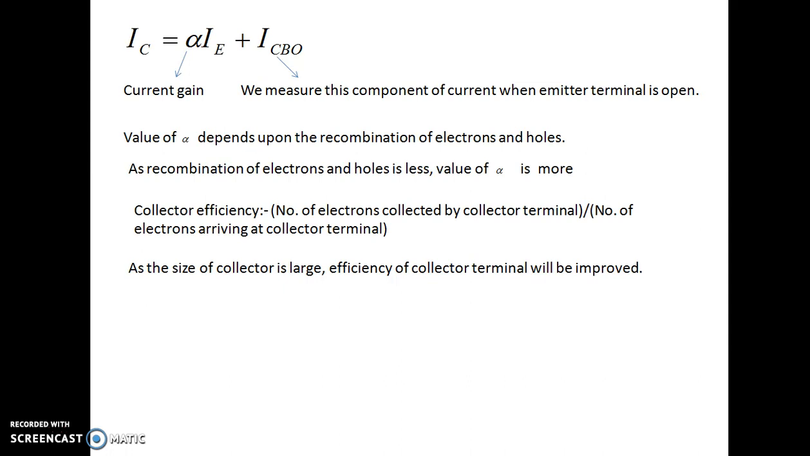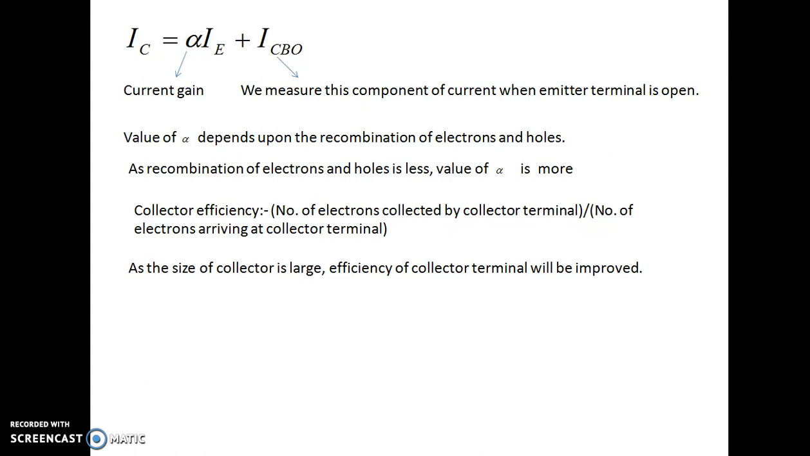Collector efficiency is defined as the number of electrons collected by the collector terminal to the number of electrons arriving at the collector terminal. If the area of the collector terminal is large, more electrons will be collected by the collector terminal, and the efficiency of the collector terminal will be improved. That's why in construction, the area of the collector terminal is largest. As the size of the collector is large, the efficiency of the collector terminal will be improved.